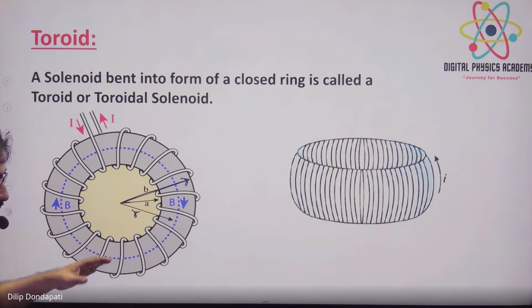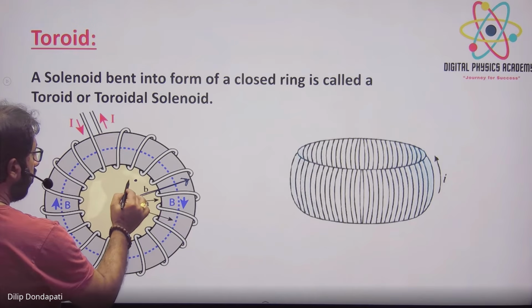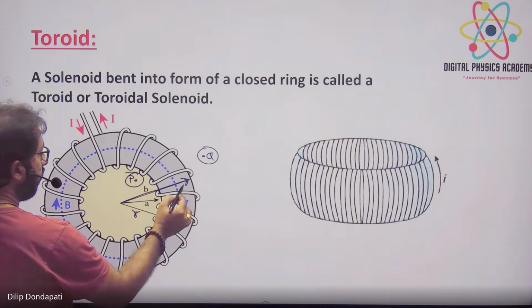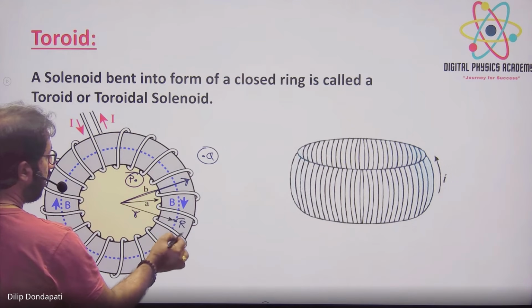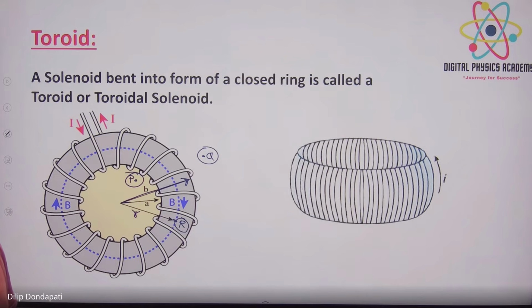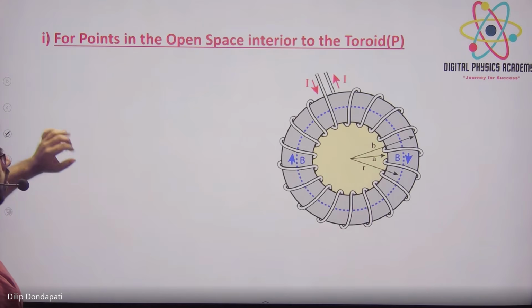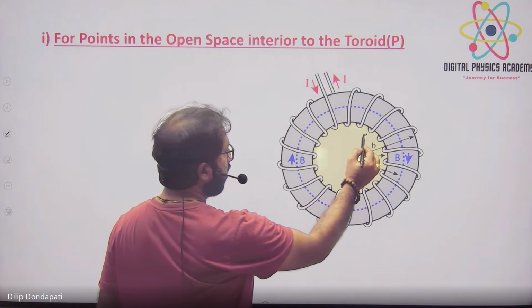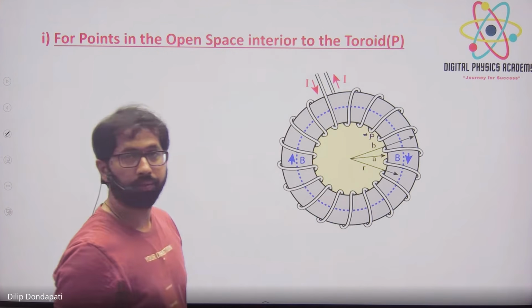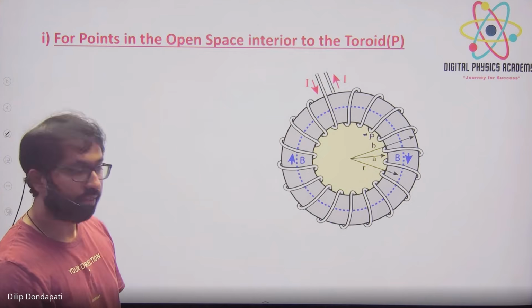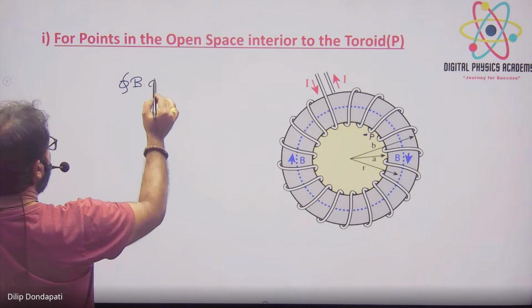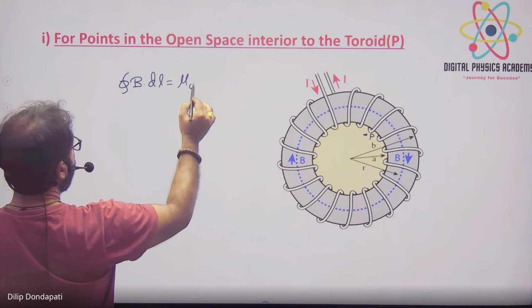So our interest is to calculate, inside, take a point P; outside, point Q; and somewhere here, R. So at 3 points we are interested to calculate the magnetic field, and we are solving by using Ampere circuital law. Okay, let's go. First we'll go to the open space interior of the toroid. So at point P I want to find the magnetic field, inside anywhere. Now try by using Ampere circuital law: closed integral B dot dl is equal to mu naught times I inside.